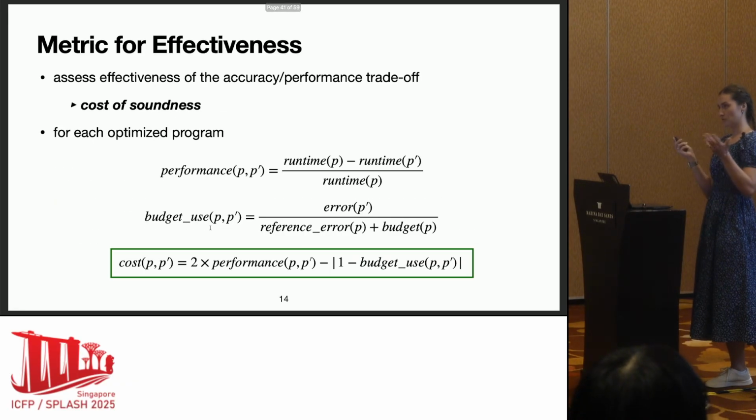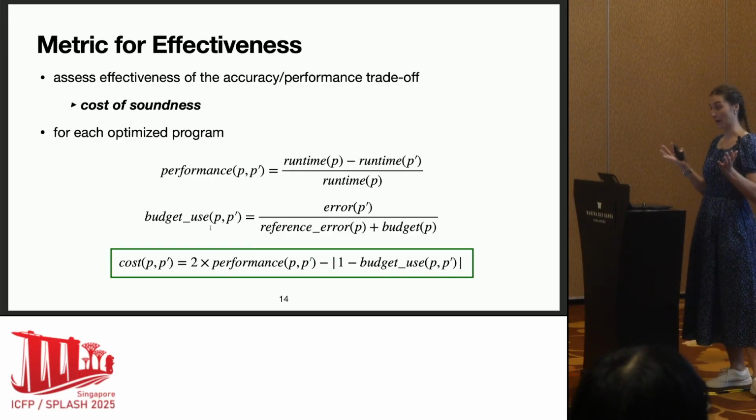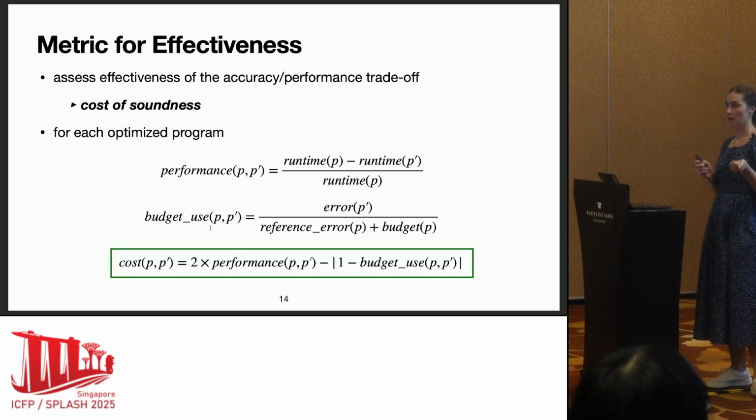And we combine these two metrics into this cost of soundness combined metric, where we give higher weight for performance because mixed precision tuning is a performance optimization, and we normalize this use of budget to essentially equally punish the programs that violate accuracy constraints, so they overshoot the budget, and the ones that do not use the budget at all.